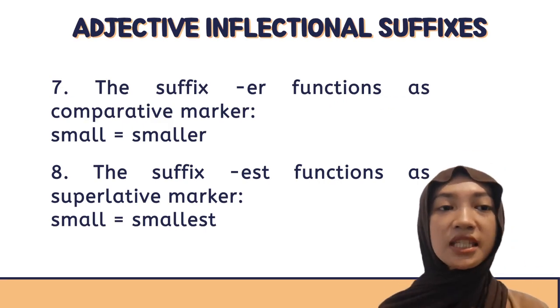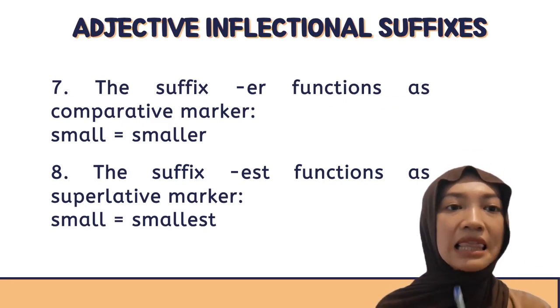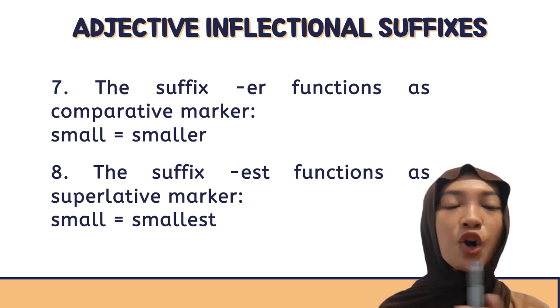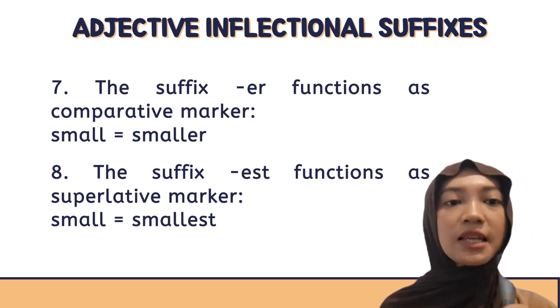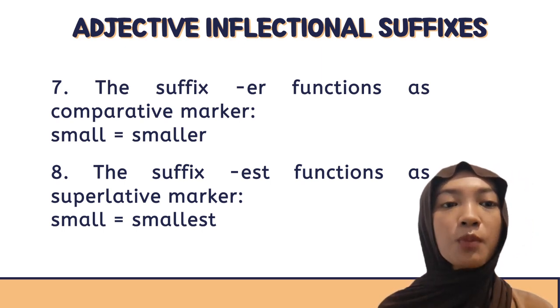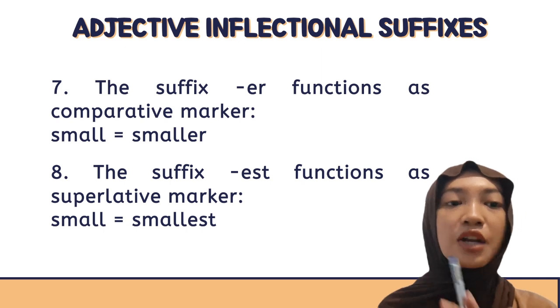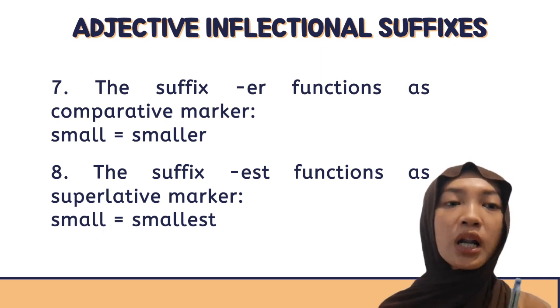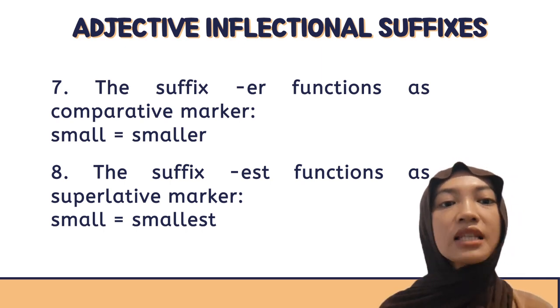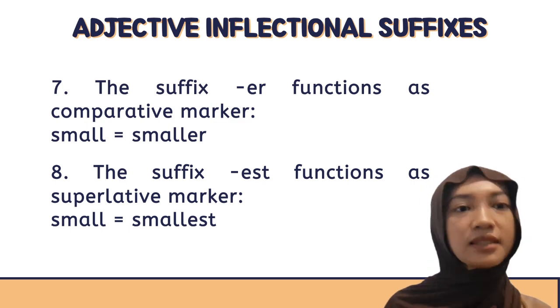And then we have adjective inflectional suffixes. The suffix r functions as a comparative marker. For example, small become smaller. And then the suffix s functions as a superlative marker. For example, like small become smallest.